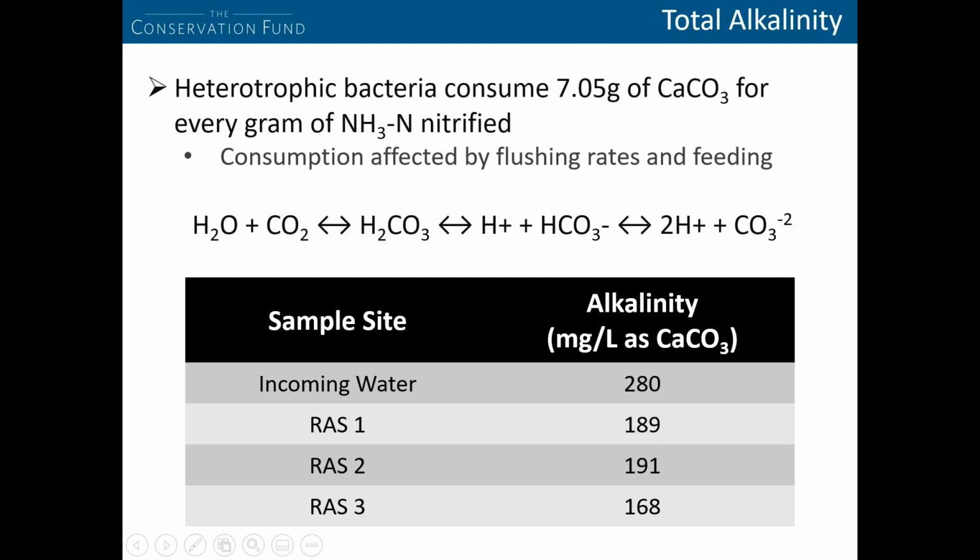So this table contains alkalinity data for our incoming water sourced from a spring on site and 3 RAS. The incoming water is high in alkalinity because of the karst geology in our area. The RAS water has lower alkalinity because it is being consumed by the nitrification process in the system biofilter.